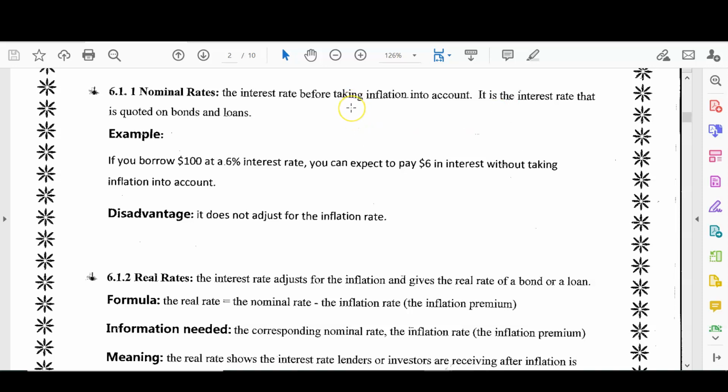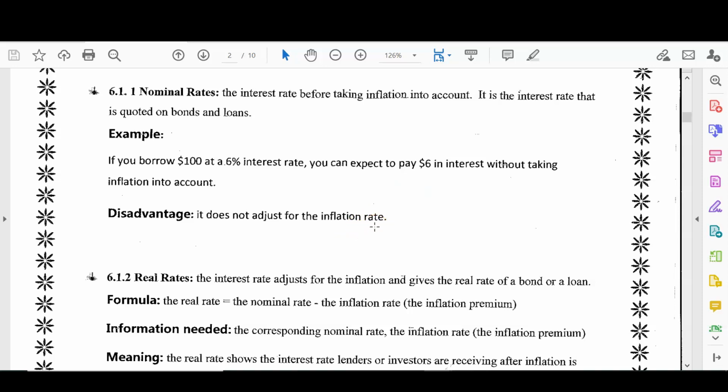Here we also say that this is the rate before we remove the inflation rate. It doesn't take inflation into account, so the rate itself includes the inflation. For example, if you borrow $100 at a 6% interest rate, you can expect to pay $6 in interest without taking inflation into account. It doesn't adjust for the inflation rate.